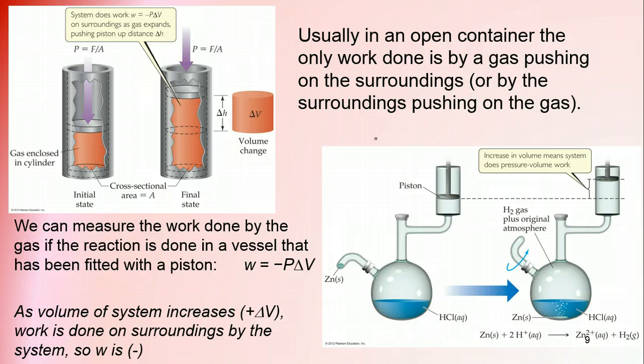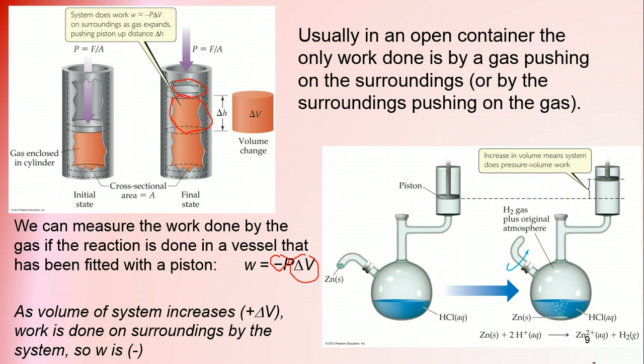So when my system is expanding, the system is pushing up on this piston, so it's pushing up on the surroundings. My system pushes the surroundings, and that means it's doing work on the surroundings. So it's transferring its energy to the surroundings. If I have a positive ΔV, my system's expanding, then my system is losing energy because it's doing work on the surroundings.